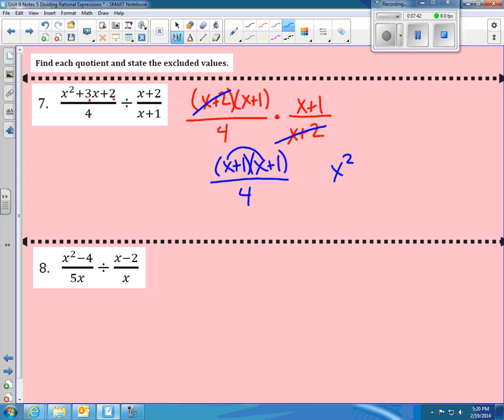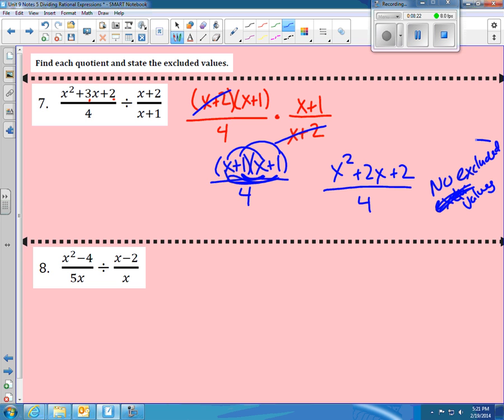So I have x squared. I know I'm going to get an 1x and a 1x, so I'm going to have plus 2x. And then 1 times 1, that gives me a 1. And my 4. Now here's the thing you need to keep in mind: I cannot simplify the 2 in the top and the 4 in the bottom, because the 2 on the top is part of a trinomial. It's the pluses in there that make that a trinomial that I can't simplify anymore. And then we just want to say no excluded values, because it's just that 4 in the bottom.